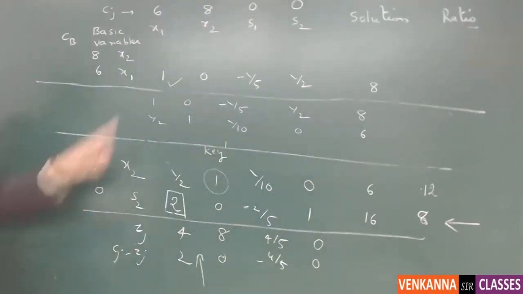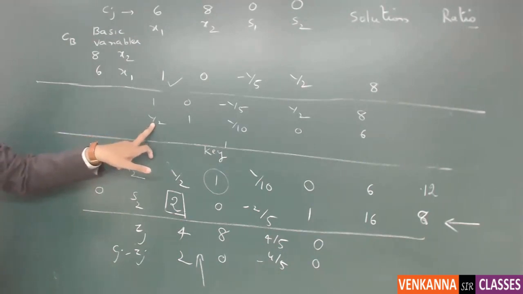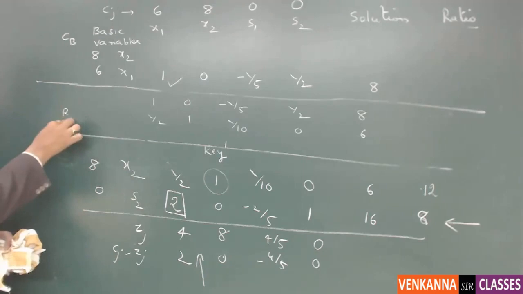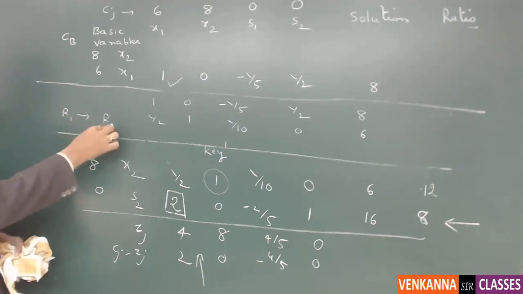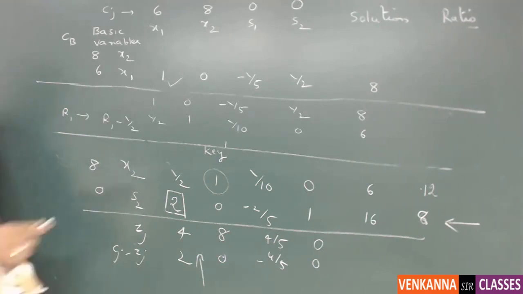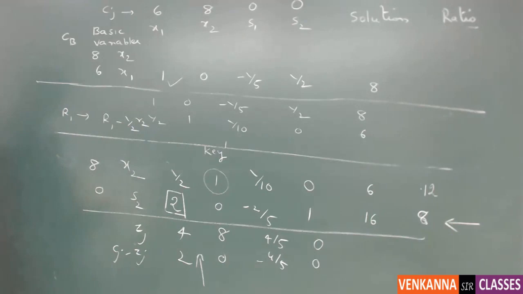Now tell me, the element before this one must be 0, right? So how is it going to be changed? R1 tends to R1 minus 1 by 2 R2. Accepted all? Any queries for anybody?